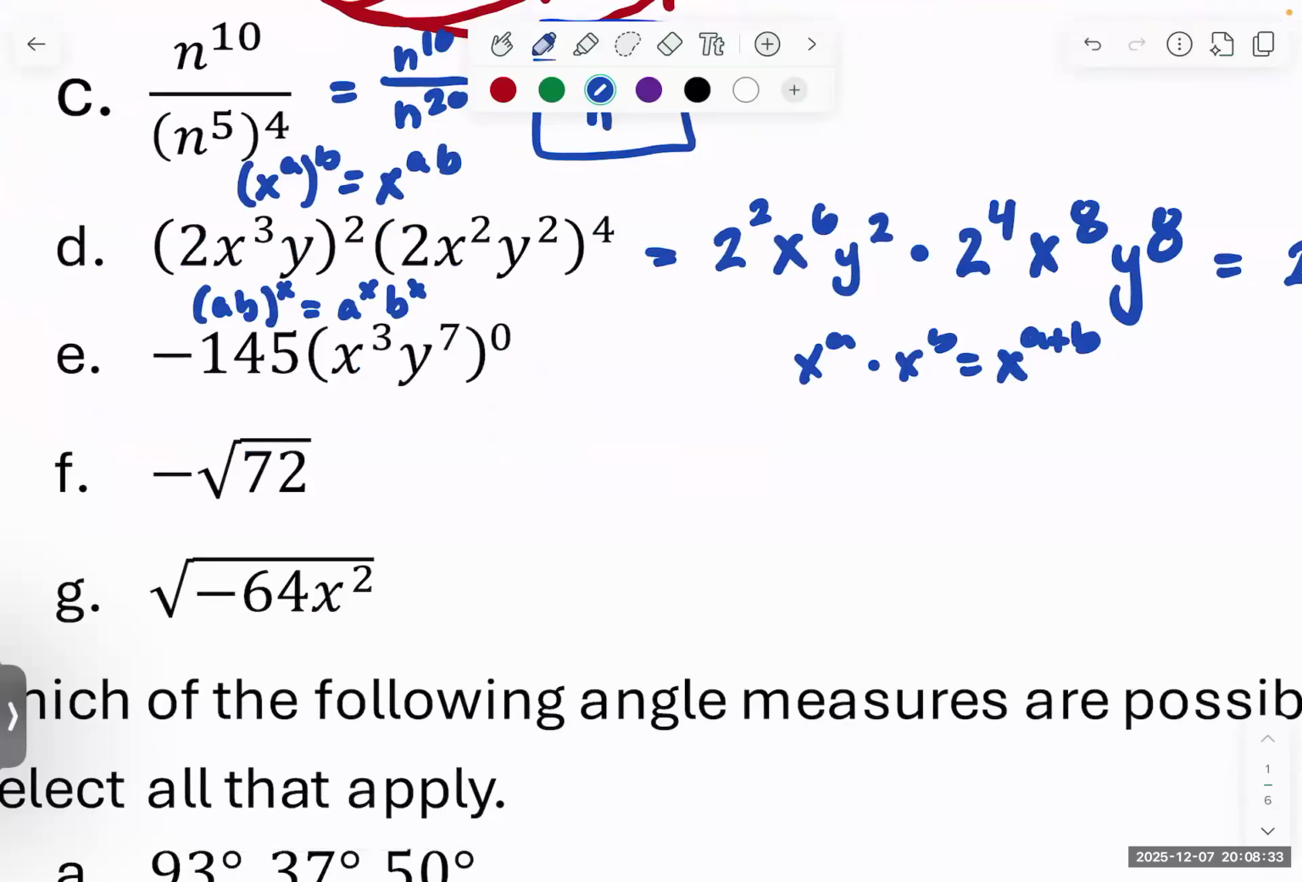And from here, anything to the power 0 is always 1. So this is just negative 145 times 1, which is negative 145.